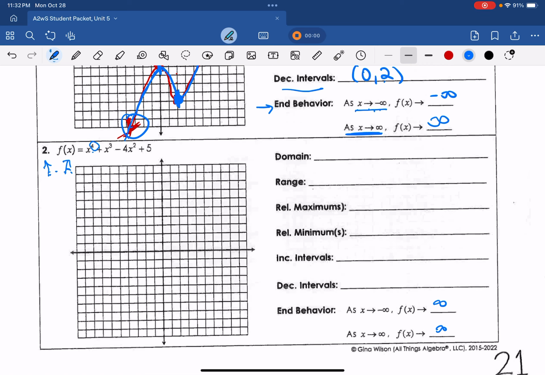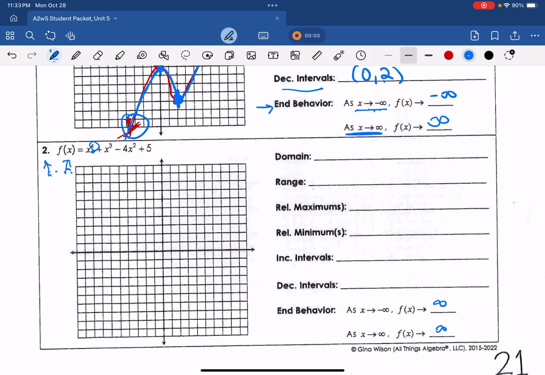Okay? Now we're going to find out in a minute how to tell if they both point up or if they both point down. But if they're even degrees, if our leading term is an even degree term, then our ends are going to be going the same direction. Okay, so let's go ahead and hit the trace button. And now we can find our relative maximums and our relative mins.